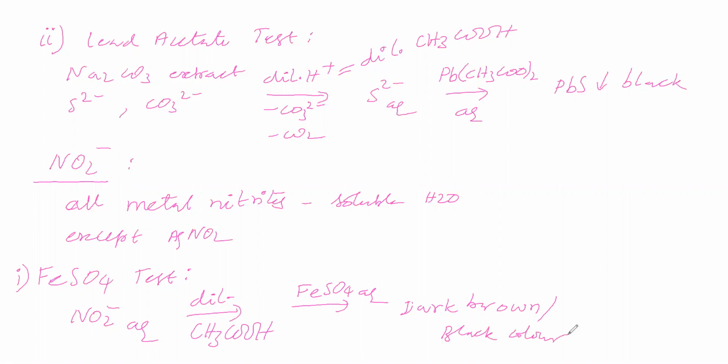So what is the reaction that we will see. Now this nitrite, NO2 minus, with dilute acid becomes HNO2, nitrous acid. This nitrous acid is unstable, so it undergoes disproportionation to give nitric acid and nitric oxide.